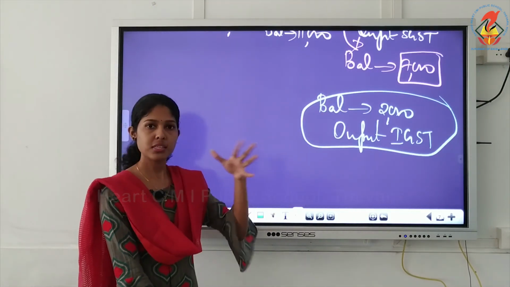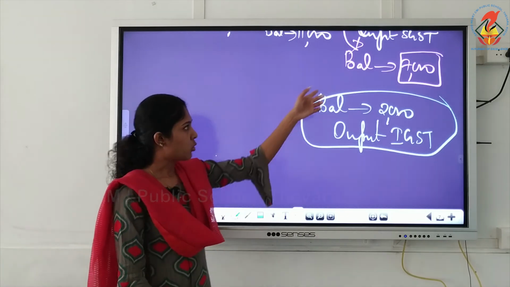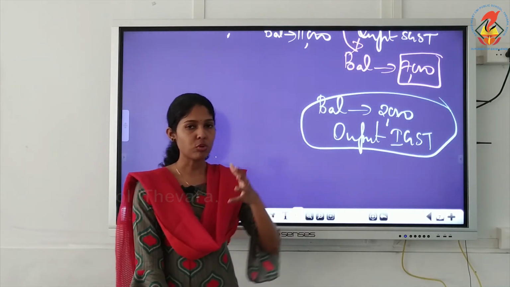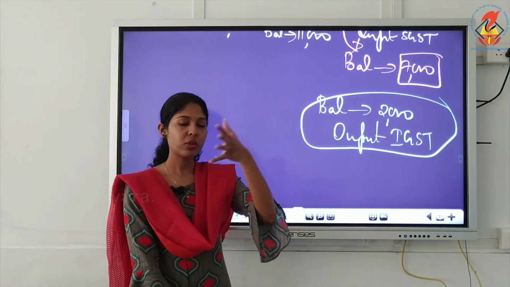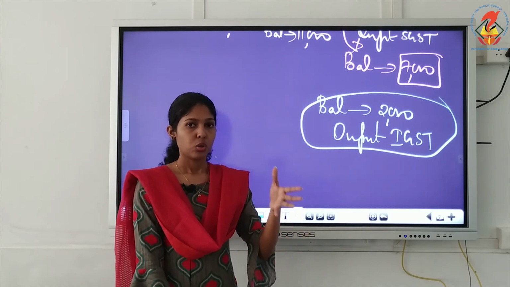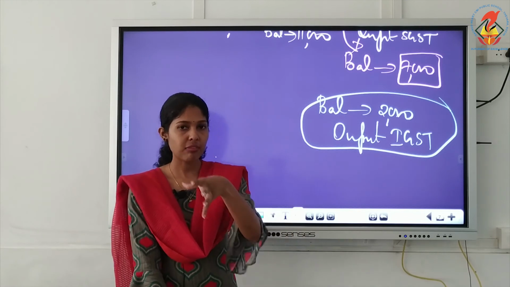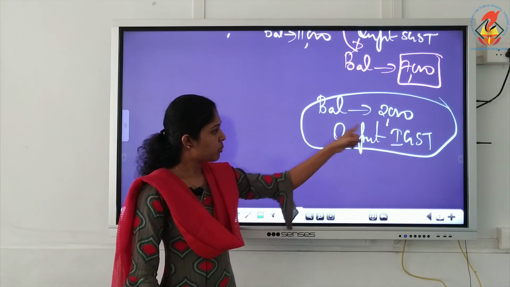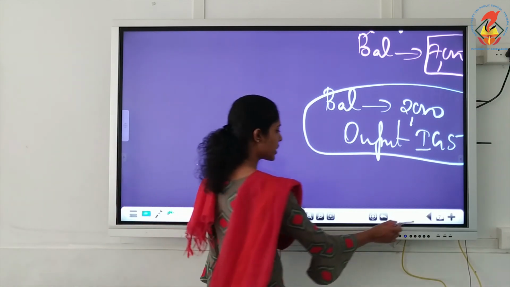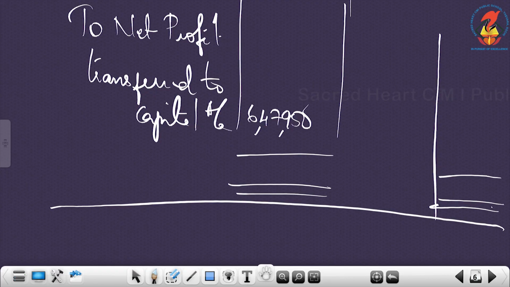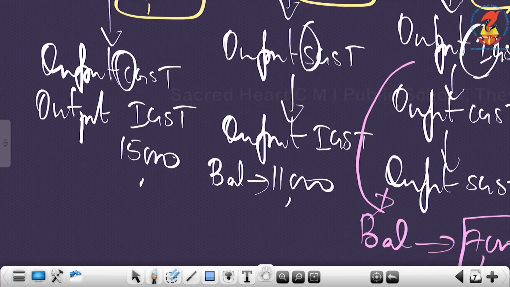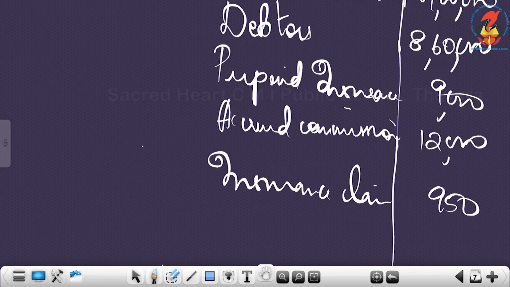Which side is more? That side is having a balance. That's the meaning. Output IGST has a balance of 7, input IGST is only for 2,000. So balance will be there in output IGST. It's not like balancing the account. We are finding which is more, and that is having the balance. So output IGST now has a balance of 2,000, and I told you already output IGST or output GSTs must be shown always on the liability side of the balance sheet.